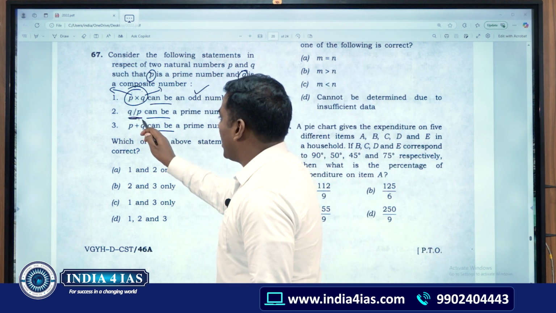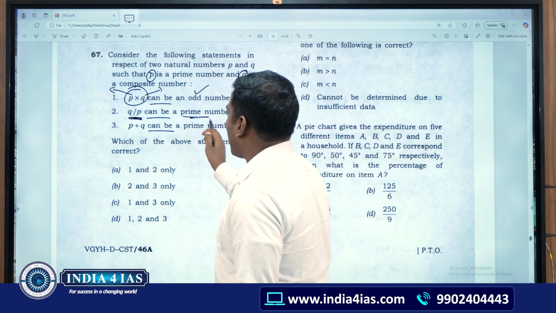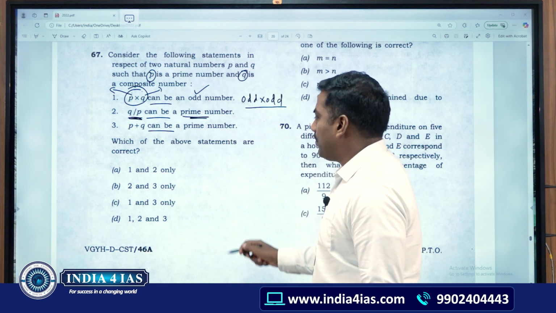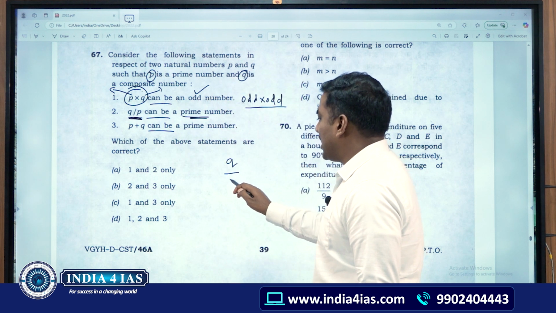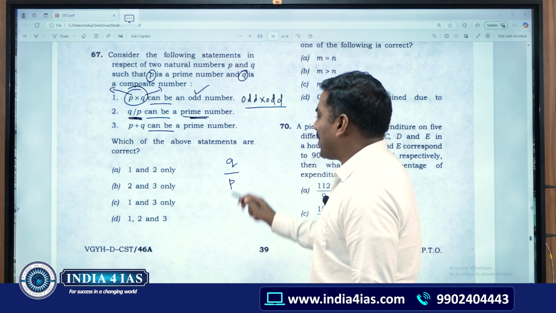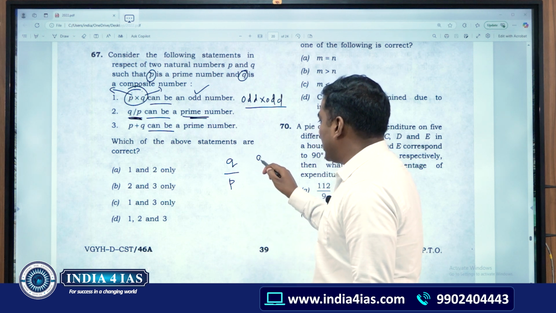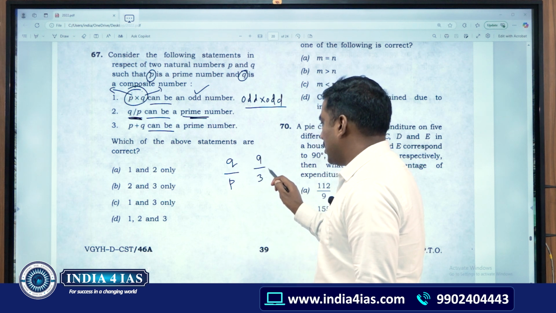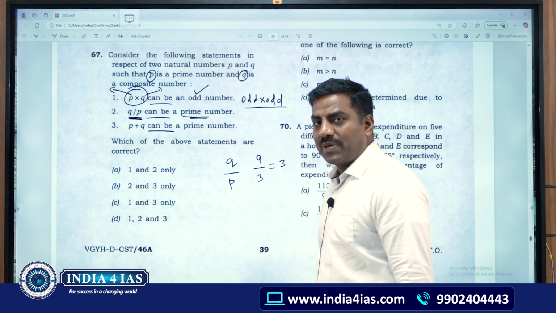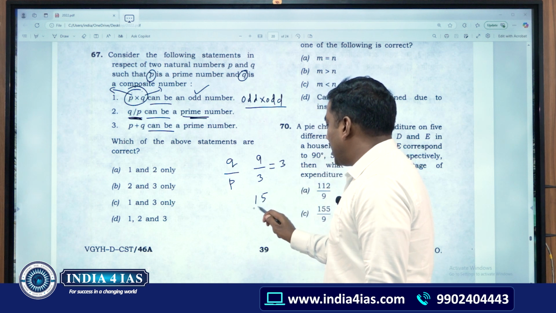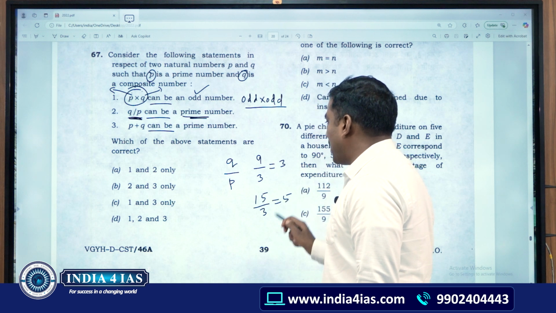Now, Q divided by P can be a prime number. Q divided by P. So, one composite number divided by a prime number. Can it be a prime number? Yes, I will take Q as 9 and P as 3. Again 3 is the answer, 3 is a prime number. Or 15 divided by 3, 5. 5 is a prime number.